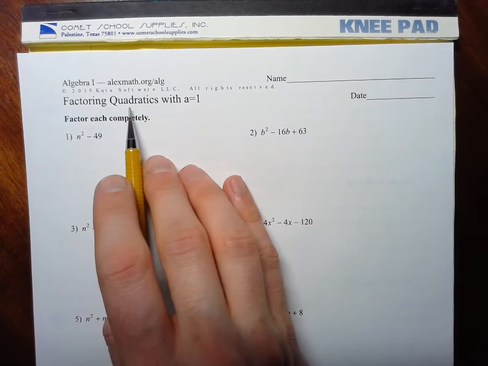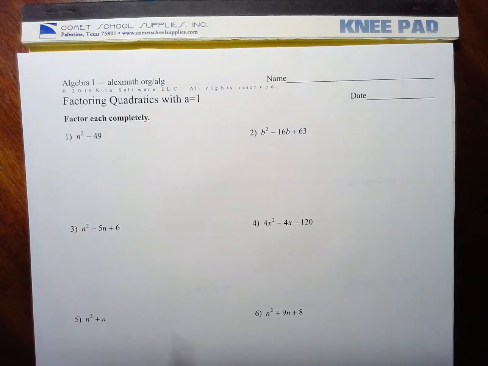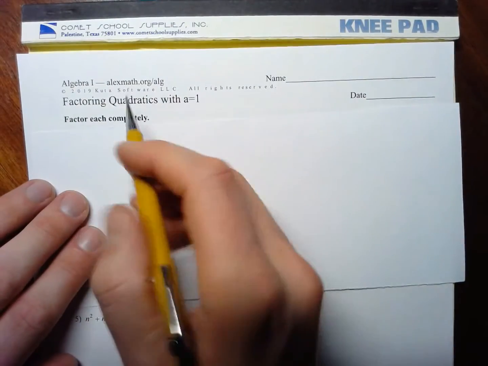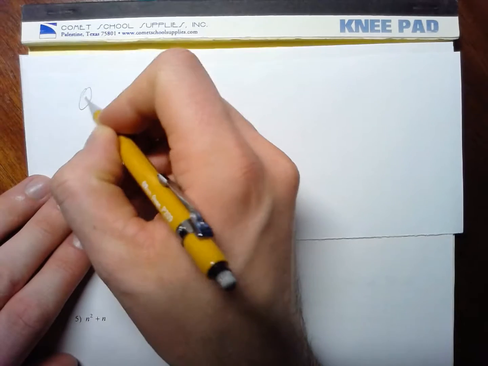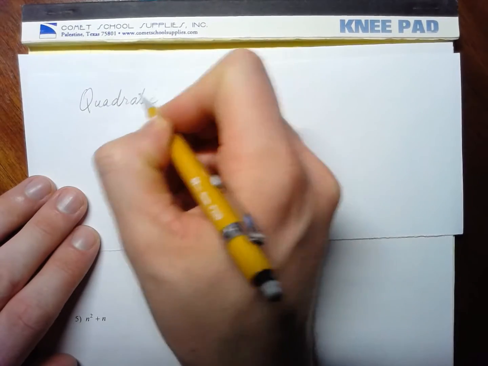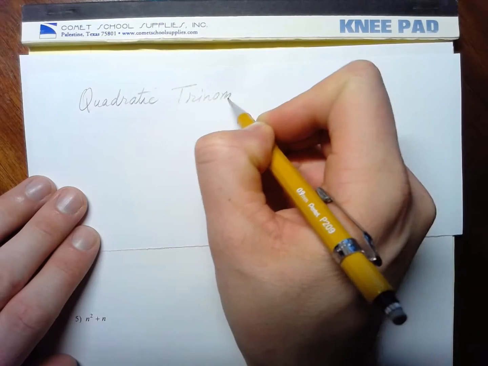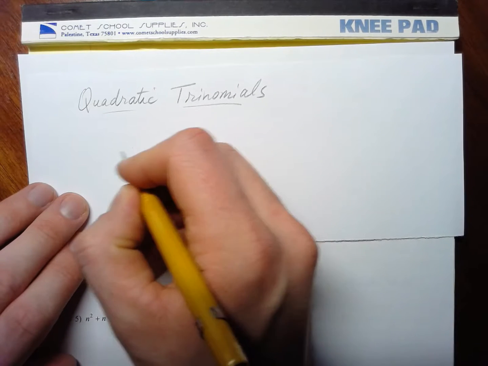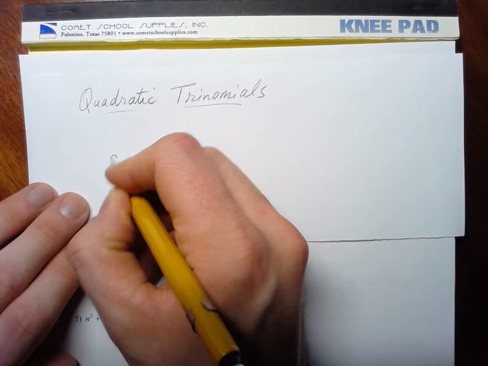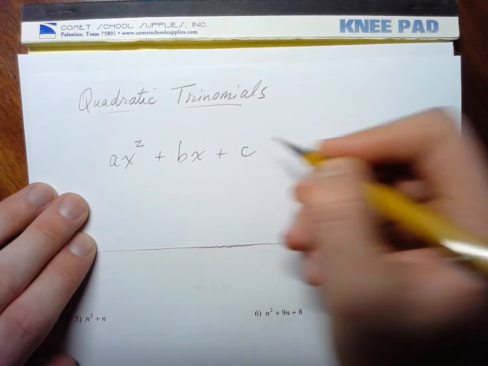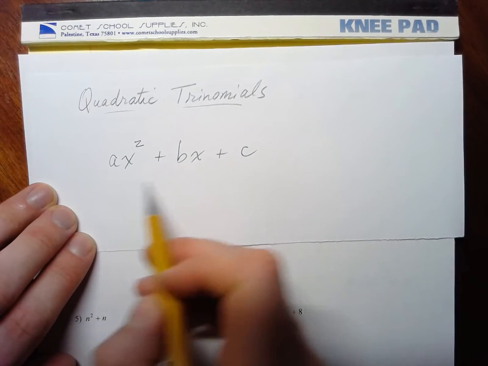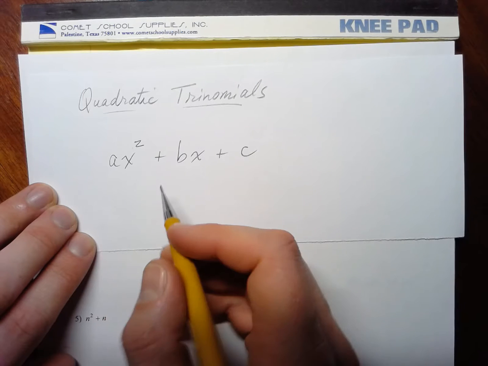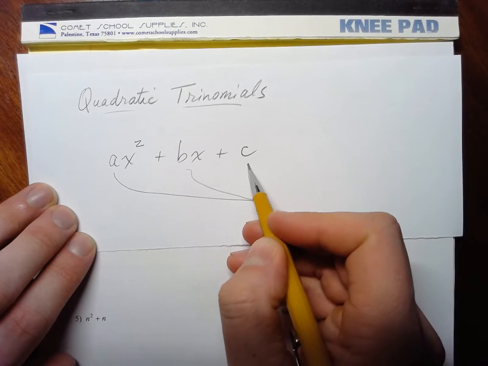Today we're looking at factoring quadratics where a equals 1. Just a little reminder, when I say a equals 1, we're talking about quadratic trinomials. The general form there is ax squared plus bx plus c. Notice that we have a trinomial. It's quadratic because the highest term degree is 2, and then these are just coefficients here.